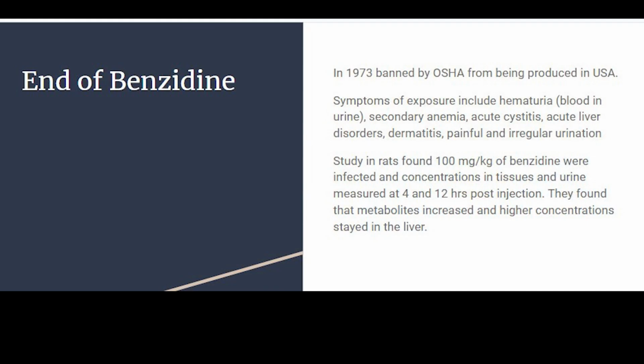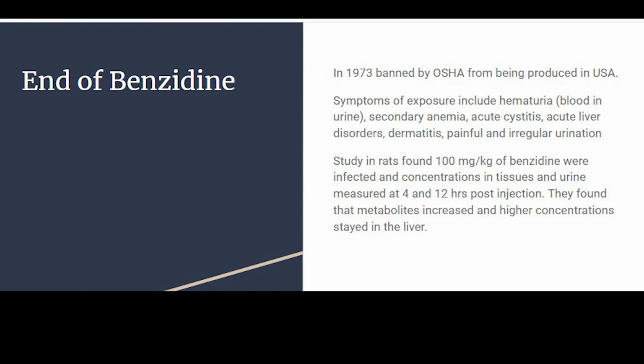So why was benzidine banned from being produced in the U.S. by OSHA in 1973? Well, workers in the textile businesses who had high exposure to benzidine were having symptoms that included hematuria, which is blood in the urine, secondary anemia, acute cystitis, acute liver disorders, dermatitis, and painful and irregular urination, as opposed to those who were not working in the textile business with these dyes.